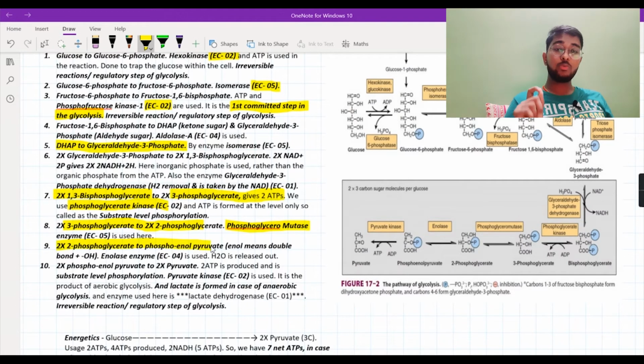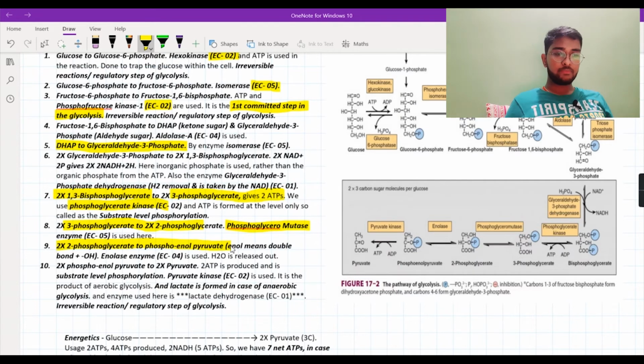Then we have the next step, the conversion of 2-phosphoglycerate to phosphoenol pyruvate. It is also a 3 carbon compound, and phosphoenol pyruvate means enol, meaning the presence of a double bond. So it is this, and the enzyme used here is enolase. So the enolase enzyme will be forming this compound.